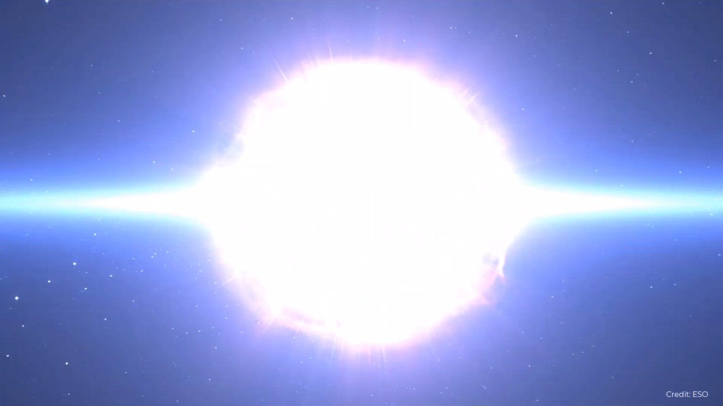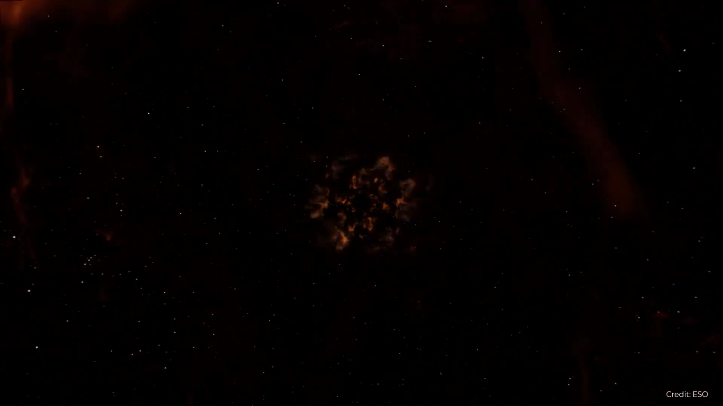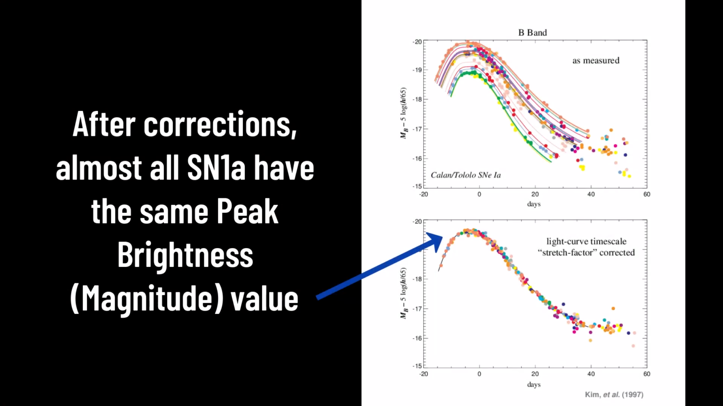The key thing about these explosions for us is that to first order, they have a constant peak brightness. On screen now, a graph showing the brightness or luminosity of Type 1a supernovae, which all peak at around the same point. This is extremely useful to cosmologists and astrophysicists, since it means Type 1a supernovae act as standard candles.